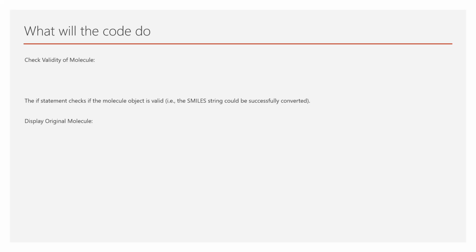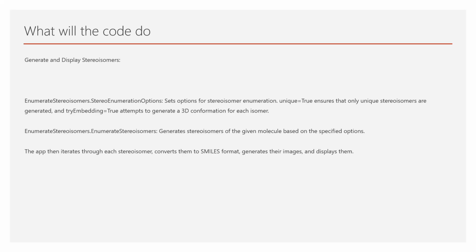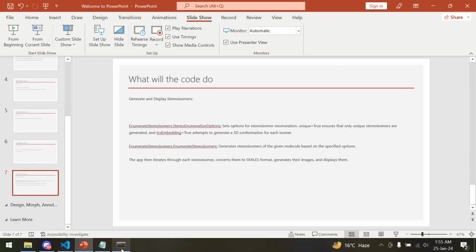Then we can check the validity of the molecule and display the original molecule itself. Then we generate and display stereoisomers, enumerating the stereoisomers of the given molecule based on specified options. The app then iterates through the stereoisomers, converts them to SMILES format, generates their images and displays them. Okay, so let's move into the code right now.